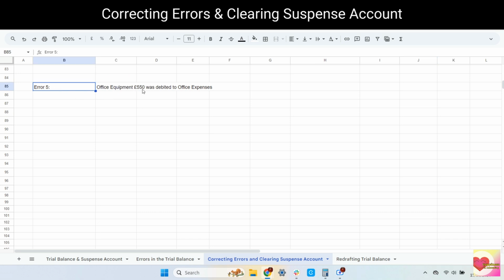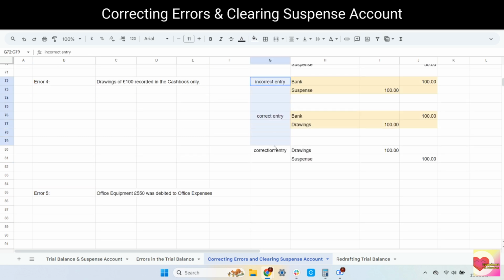Office equipment of 550 was debited to office expenses. This is an example of error of principle wherein these two accounts are of different type of account. The office equipment is an asset and the office expenses is an expense account. So let's follow the same steps.